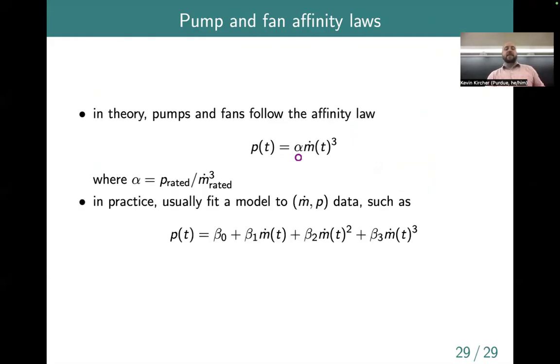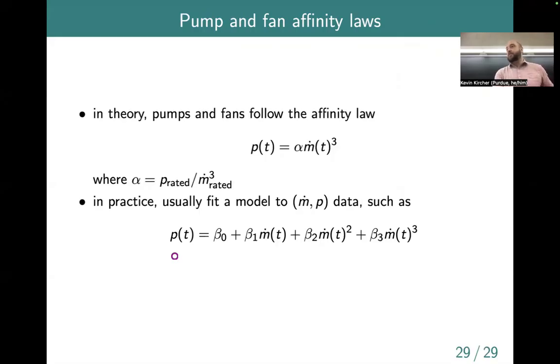But more often in practice, if you wanted to characterize an actual fan that you're trying to control well, you might just run it through some different conditions, different airflows, and measure the electric power consumption. And that would give you a data set of airflow and power. And then you fit essentially an input-output model to that data set.